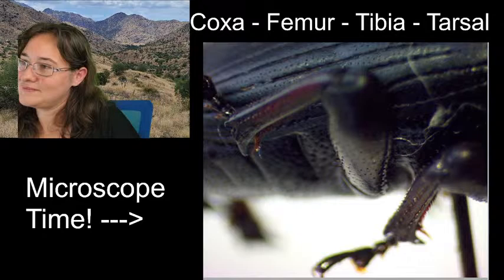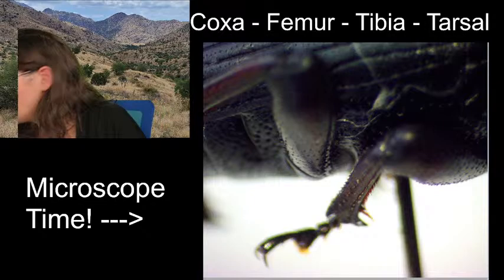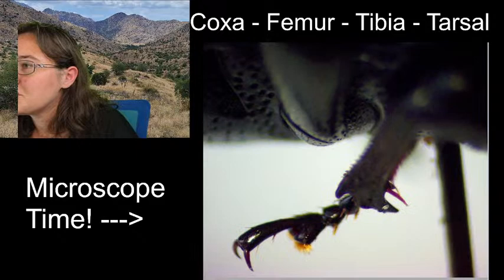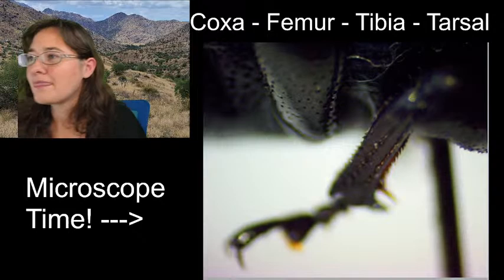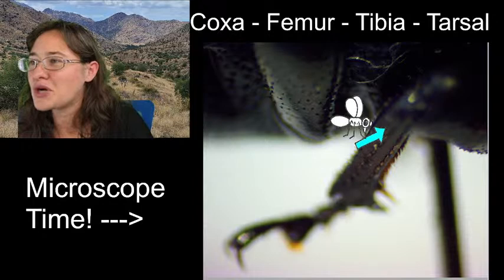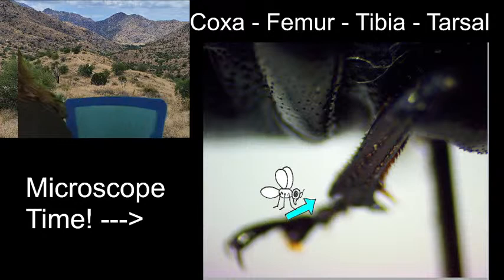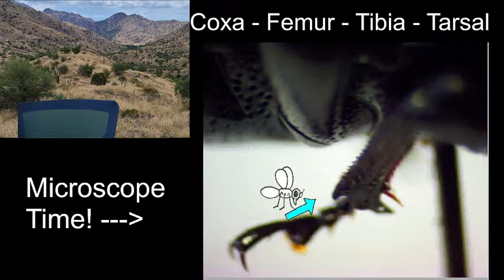Whoa! Do you all see those? So, check out on the tibia right here. It has all of these very thick rows of spines all around the tibia. I count four: one, two, three, four. I don't know if I've ever seen that. That's really cool. I'm going to go check it out on the microscope. But wow, that is so cool.